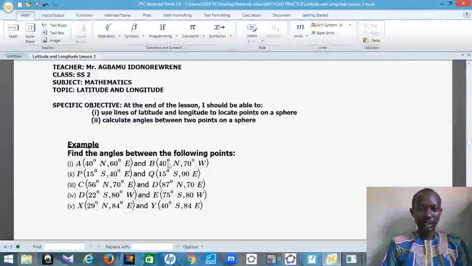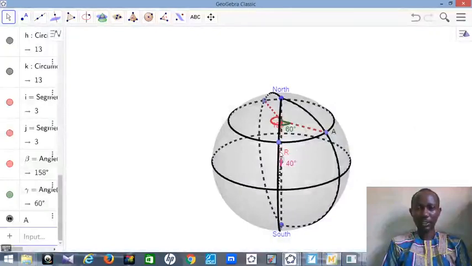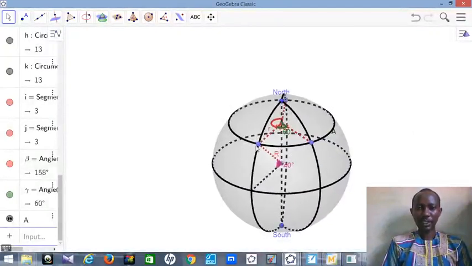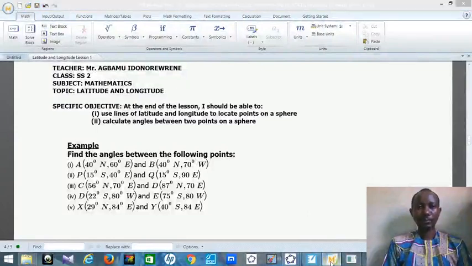The next coordinate, which is point B, is 40 degrees north. So we're already at 40 degrees. If you go back to the animation, this is 40 degrees already there. So we're already at the same 40 degrees. So B is still on this same 40 degrees. But the longitude is at which angle? Let's check. The longitude is at 70 degrees west.